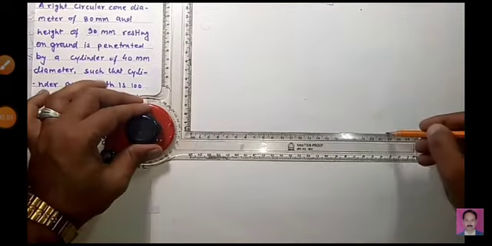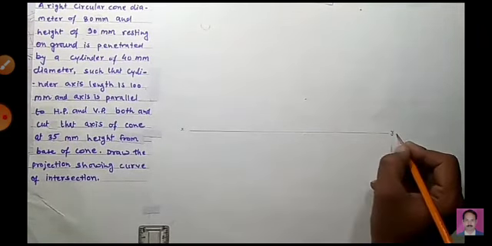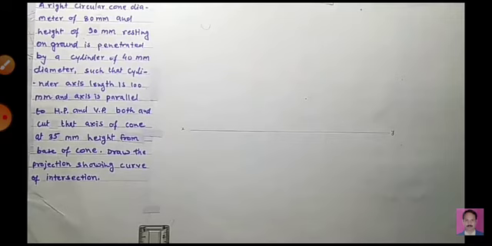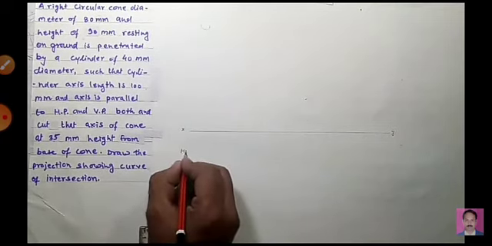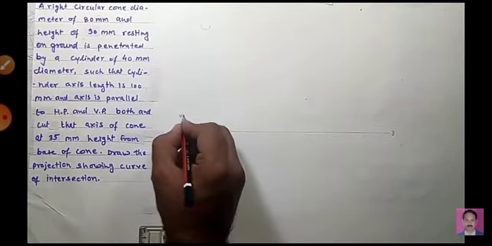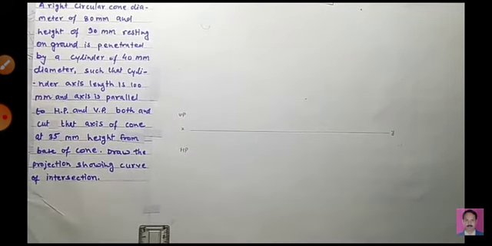First draw the horizontal line as we did in previous ones. Let it be XY. Then we have to draw its top view, side view, front view, all this. So this is the horizontal plane, this is the vertical plane. You should know which is horizontal and which is vertical, because these are very important to decide the orientation of the cylinder and cone.